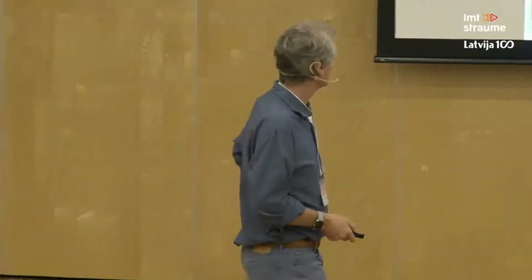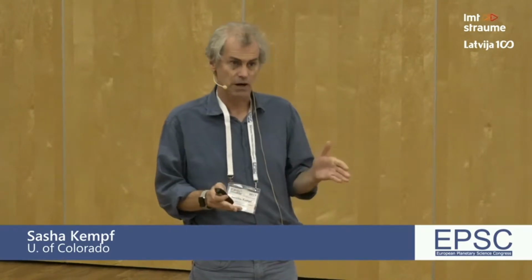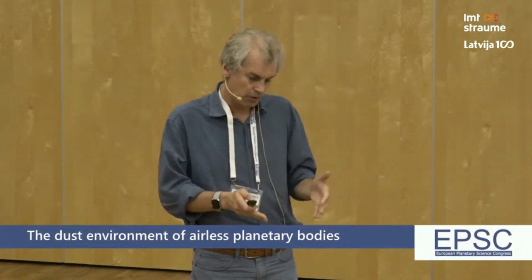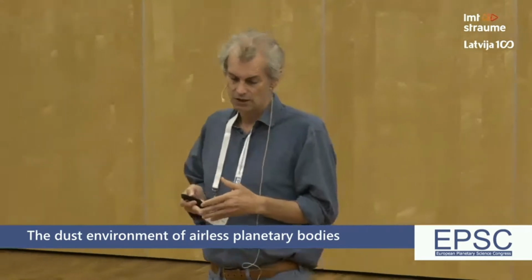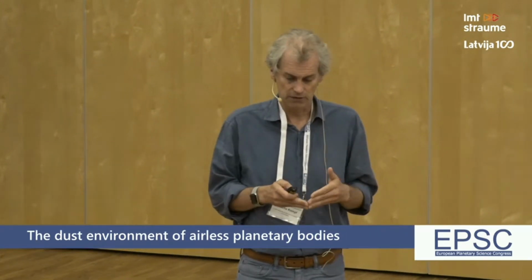Okay, so this talk is about the dust environment of airless planetary bodies, and the talk consists of two parts. So we will report about the new evidence we acquired with space probes about the lunar dust cloud, and we will also report about processes on the surface of airless bodies which are powerful enough to actually activate the dust which can be found on the surfaces of such bodies and to cause lateral motion and a restructuring of the surface.